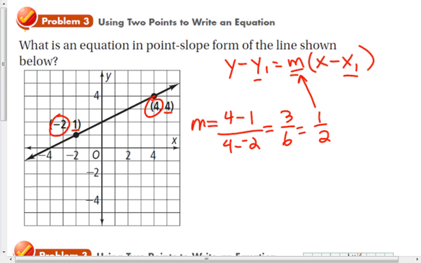Now I can substitute that for m. And then I just need to pick one of these 2 points to substitute for x1 and y1, and I'll just use this one here. So my y1 is 4 and my x1 is 4. So substituting those values in, I get y minus 4 is equal to 1/2 times the quantity x minus 4. All right, you try that.